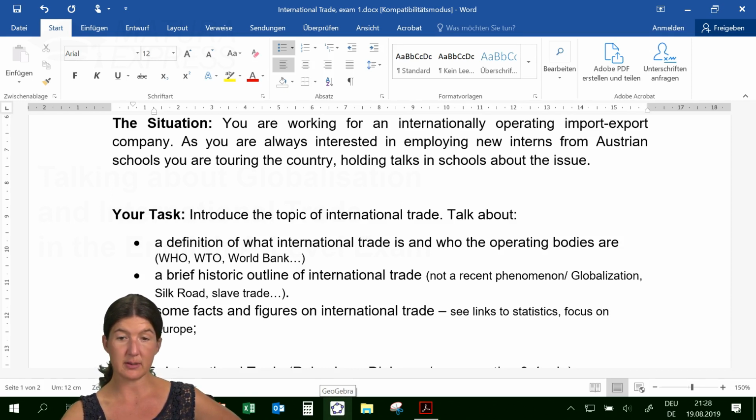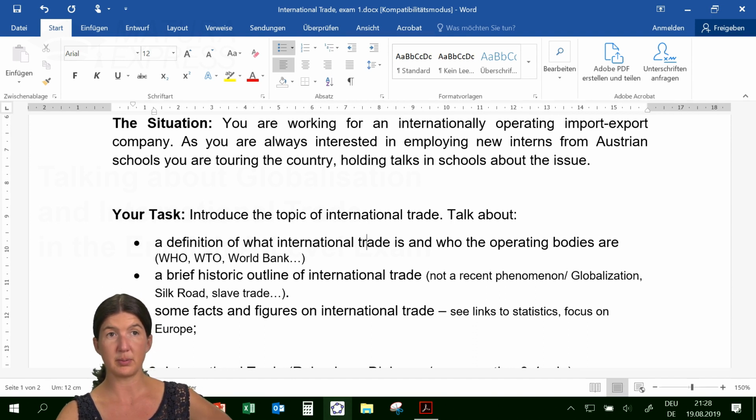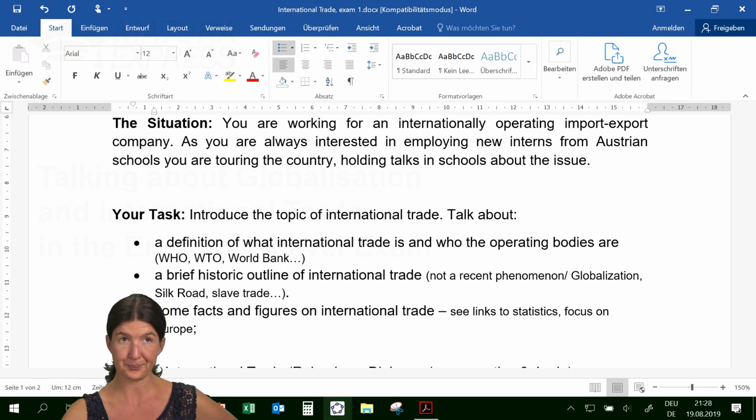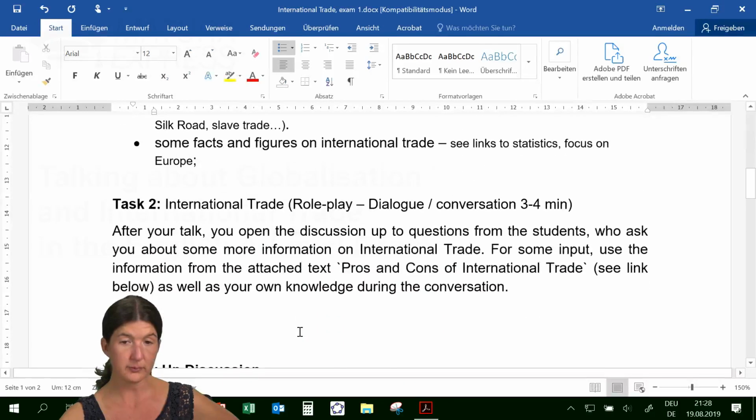Brief historic outline, that's in your book. Globalization is not a new thing. People have always traveled and traded goods across history. The Silk Road, for example, or the infamous slave trade from Africa into Europe, into South America, and so on and so forth. And some facts and figures on international trade. There is a text attached as well, this is statistics basically, that tell you which country exports and imports how much of what, basically.